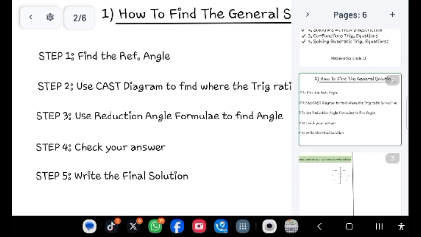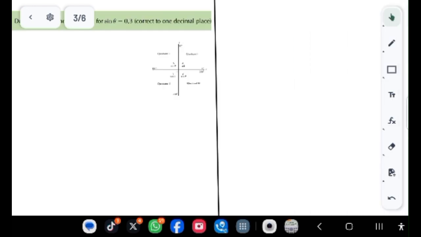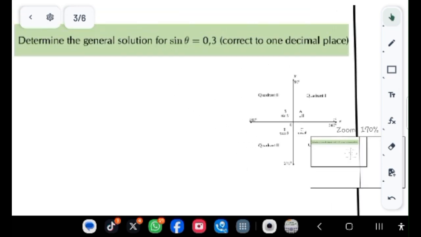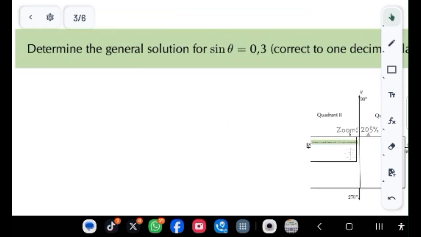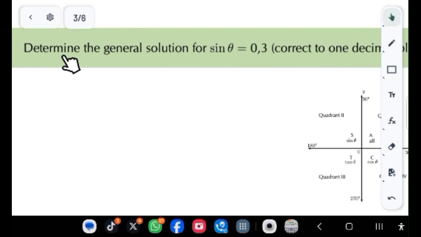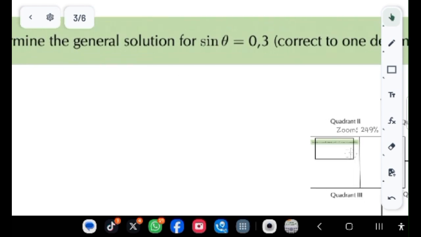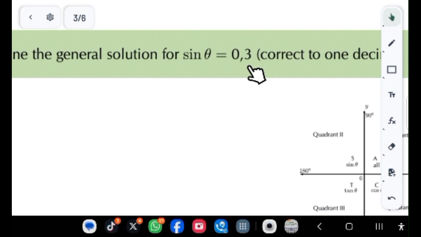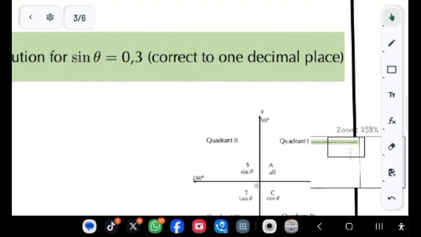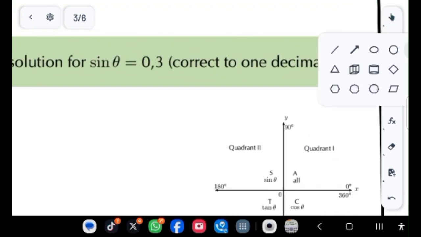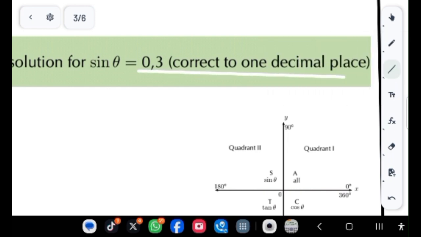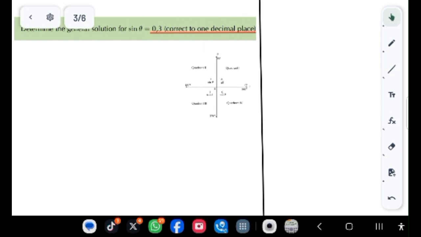Let's go. Now, to demonstrate how to find the general solution of a trigonometric equation, we're going to start off with the simplest we can find. And this question goes: determine the general solution for sine of theta equals 0,3, correct to 1 decimal place. Please note, if they say correct to a particular number of decimal places, please stick to that. It's important for you to stick to that. We're going to stick to 1 decimal place.